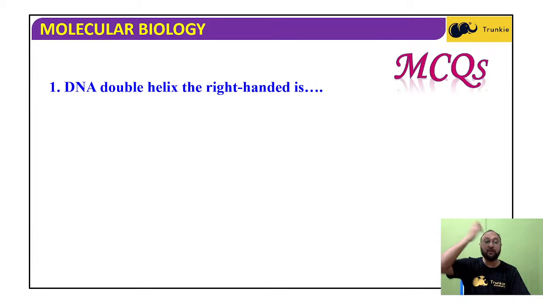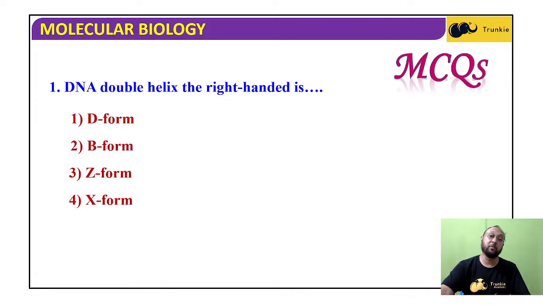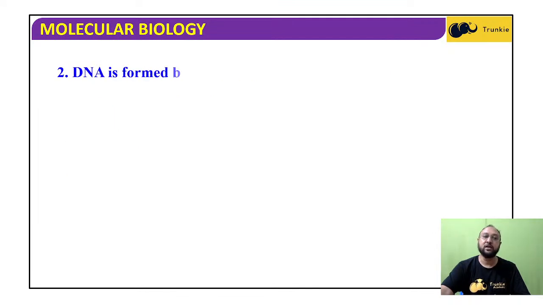Double helix is right-handed. Is it the D form, B form, Z form, or X form? It is the B form, right-handed. It's the most commonly found.